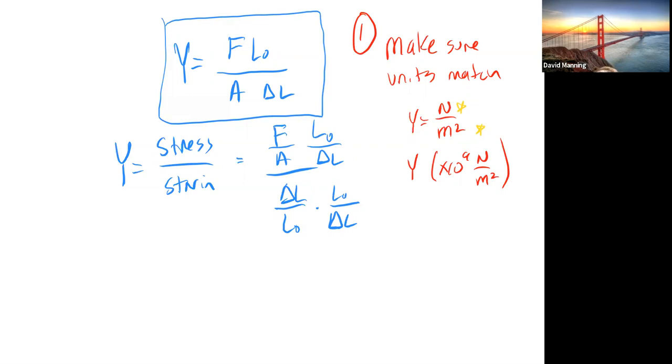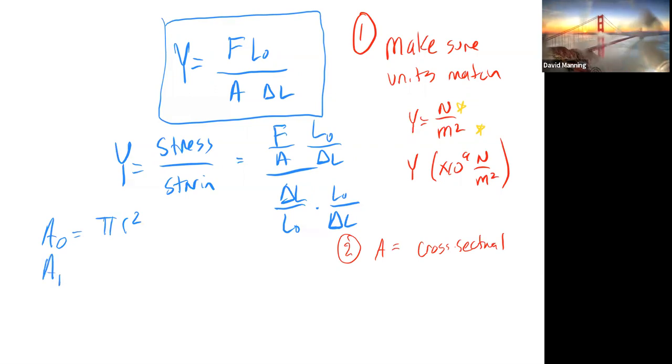And the number two thing is cross-sectional area. So areas are cross-sectional areas. The area of a circle is pi r squared. The area of a rectangle is length times width. And the area of a triangle is 1/2 base times height.